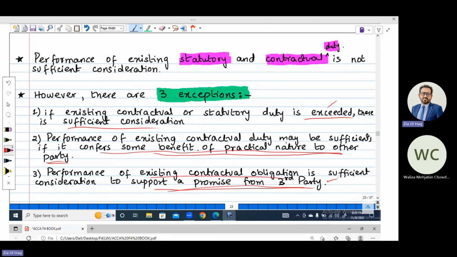Performance of an existing contractual duty may be sufficient if it confers some benefit of a practical nature to the other party. This means if the other party has received something extra due to your normal duty, then you will be entitled to receive something extra because there was a consideration. And if you are performing a contract and a third party offers, I will pay you this if you perform your original contract, then you can claim from the third party as there is consideration of performance of your original contract.